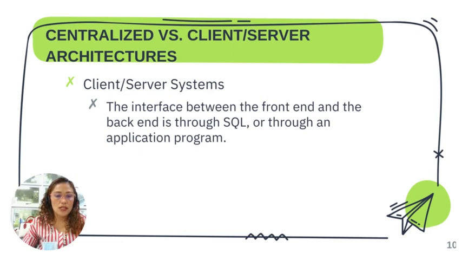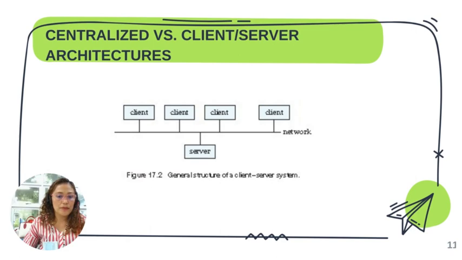So it is the client server system. It's the interface between the front end and the back end, running through SQL or through an application program. So this is how a client server architecture looks like. You have your server connected through a network to the clients.